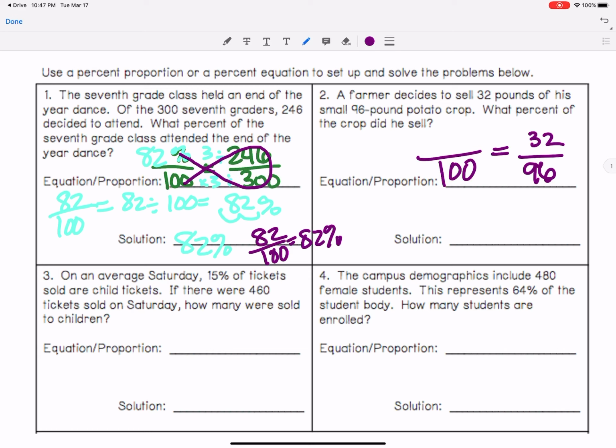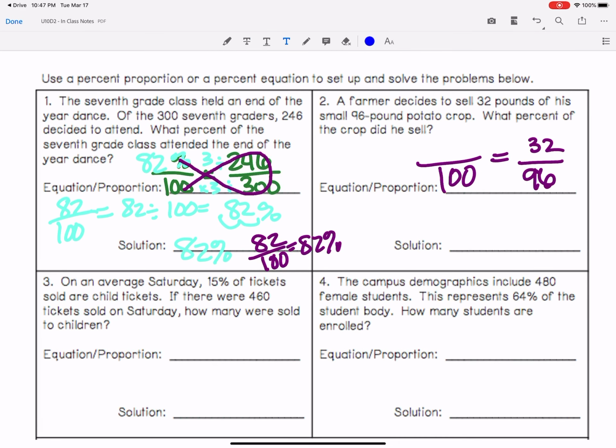So to solve this one thing that you could do, and I actually forgot to mention this in the first problem. Let's go ahead and take a look at this first problem because there's actually a really cool way that we can solve this. And I'm going to use a different color blue. What you could do is you could say 246.